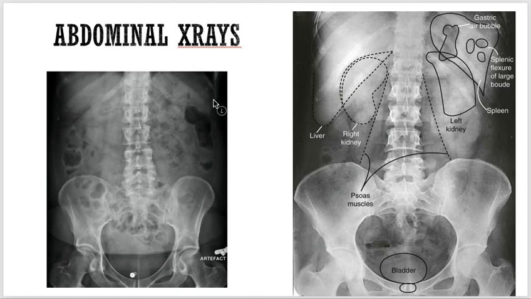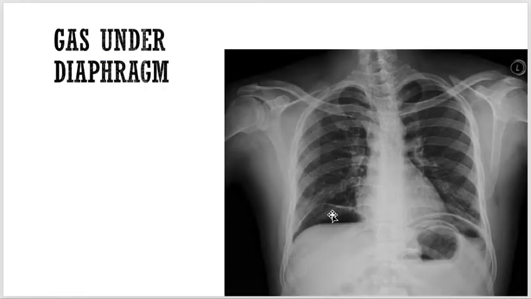And I told you about the gas under the diaphragm. Okay, so remember, gas under diaphragm is never normal, and whenever there is gas under diaphragm or there is extraluminal gas, it means they have some perforation, or sometimes after laparoscopic surgery, because in laparoscopic surgery they fill air in the abdomen, so it can be present as well. So this is how we see the patient.